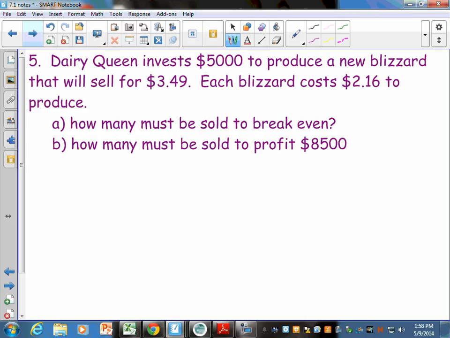Dairy Queen invests $5,000 to produce a new blizzard. You don't really have to write all the words for this down, right? You just need some important stuff. We're going to invest $5,000. Blizzards are going to sell for $3.49, and it costs $2.16 to produce each blizzard. And so they ask you how many must be sold to break even, and how many must be sold to profit $8,500.